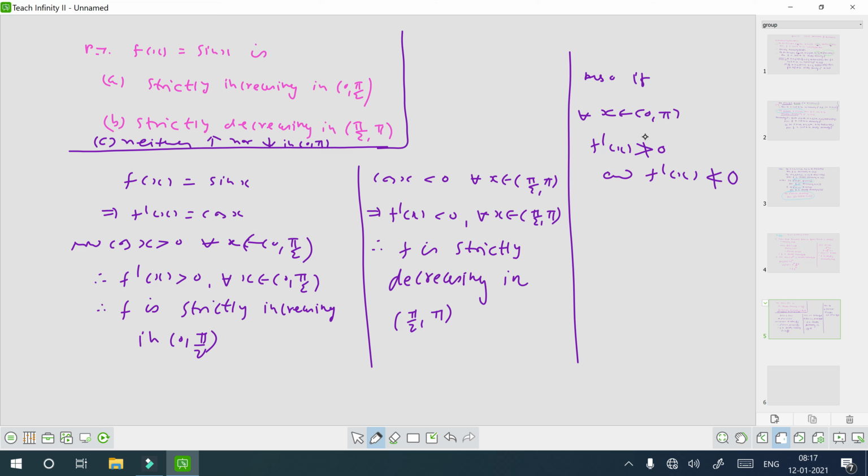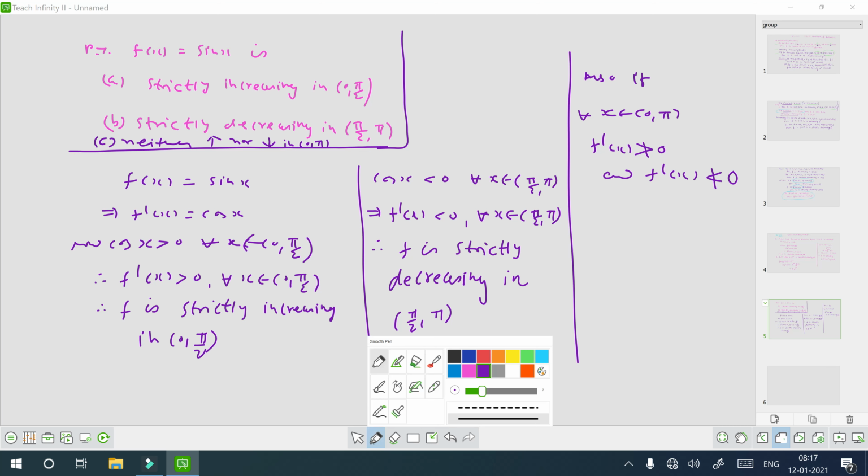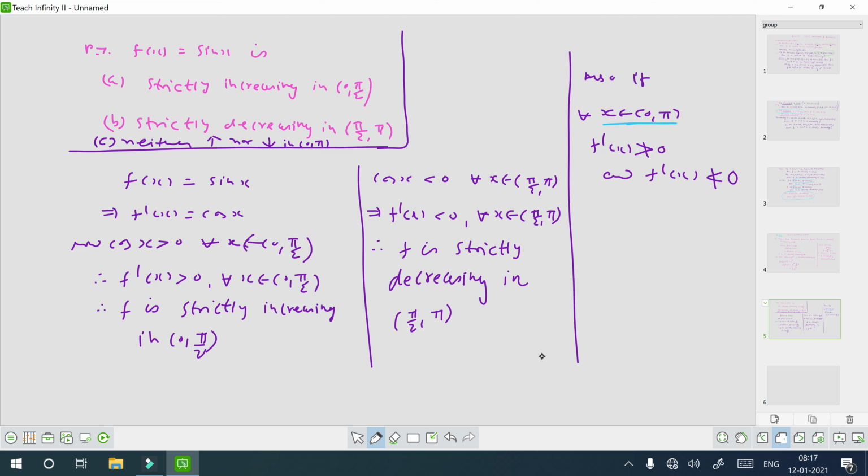For some part of this interval it is greater than 0, for some part less than 0, and somewhere it is 0 also. So for all x belongs to open interval 0 to pi, we cannot conclude that f dash is greater than 0 or less than 0, neither greater than 0 nor less than 0. And therefore f is neither increasing nor decreasing in 0 to pi. Clear?